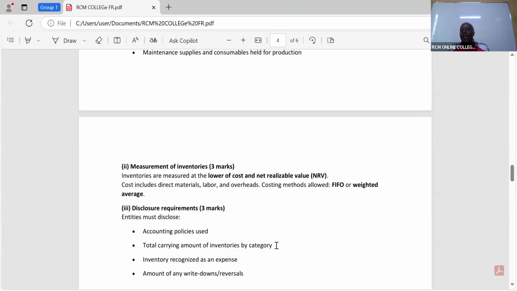If there are any write-downs, like now I explained the concept of I incurred the cost of 5, but now I'm selling them at 1. You see, there is a write-down there. There's loss of value there. So if there are any write-downs, you shall tell us.